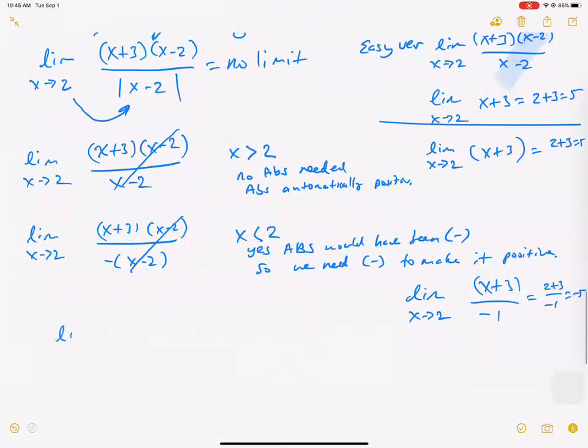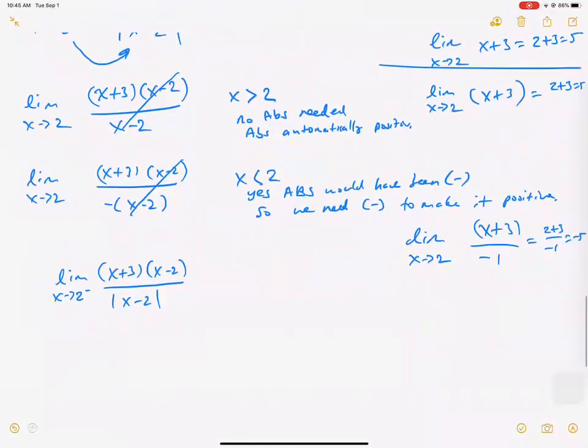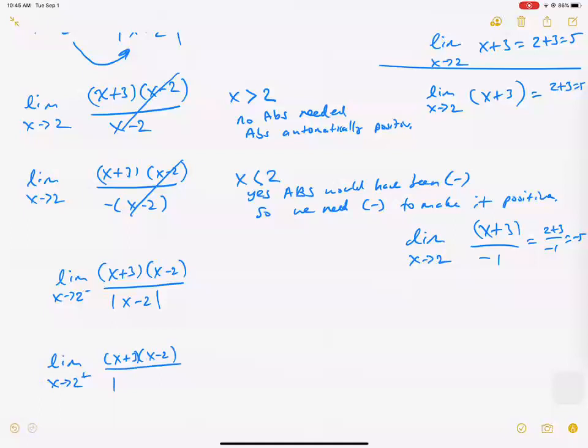They'll say this: the limit as x approaches 2 from the left side of (x plus 3)(x minus 2) over absolute value of x minus 2. Okay? And they'll ask you the limit as x approaches 2 from the right side of (x plus 3)(x minus 2) over absolute value of x minus 2. Now, this idea of left and right side is super important.